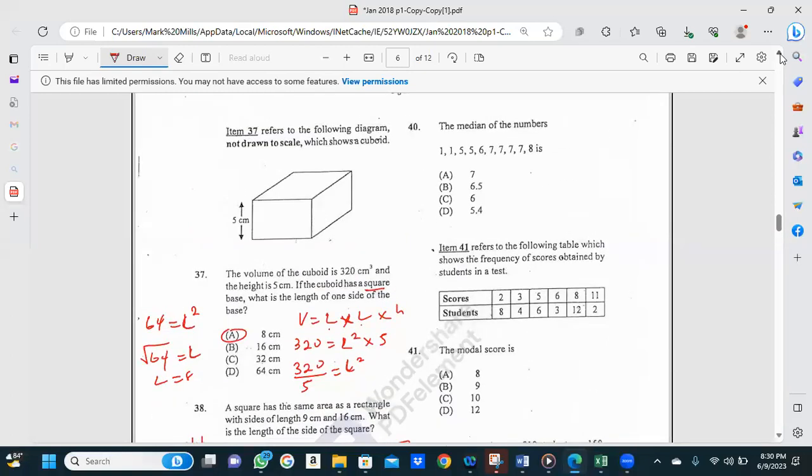Number 40. They want to find the median. How do I find the median? We have this set of numbers. We want to find the median. What will I do?